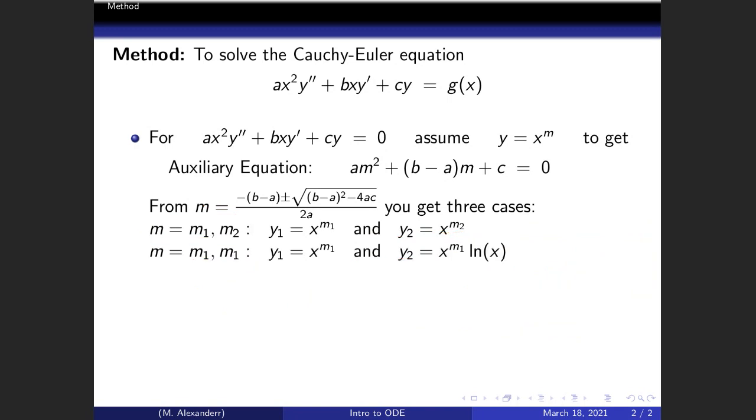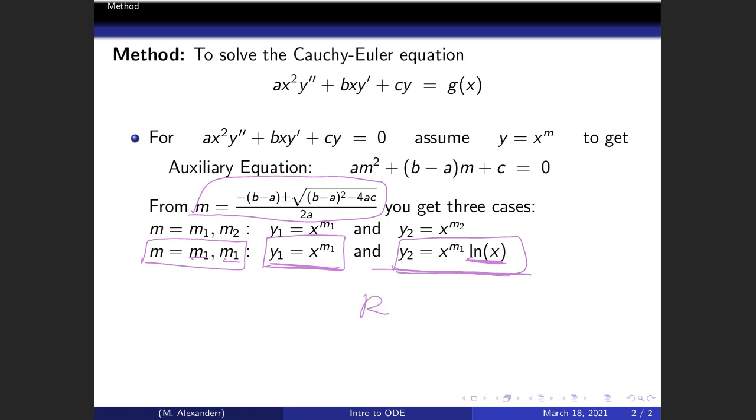Now, the second case is whenever you have a repeated root. So you only get one number from the quadratic formula, and it's basically repeated. What that means is that the two linearly independent solutions are of this format: you have x to the power m1, and the second function is x to the power m1, but you have to multiply by the ln of x. The way that we get this second solution is by the reduction of order that we talked about in the previous video. So that's the theory behind that.